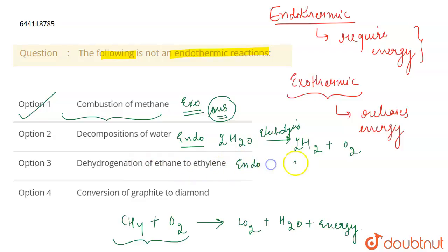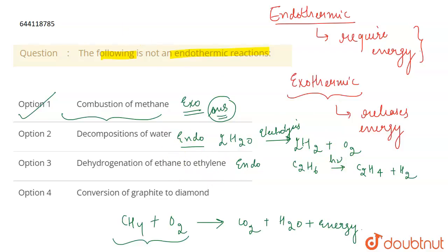Dehydrogenation of ethane to ethylene is also endothermic. Here C2H6 is converted to C2H4 along with H2. So heat is required for this reaction. It requires energy in the form of light also, as this takes place through a chain reaction. If not heat, you can represent it by light. So energy is required in any way.